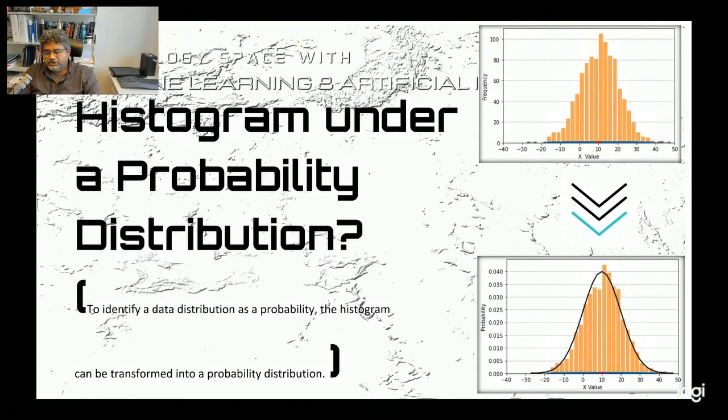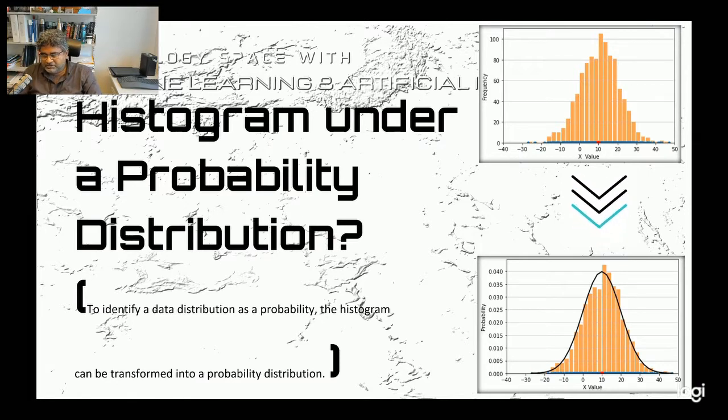At some point we may be interested in transforming these histograms into a probability distribution. In the top plot you can see the histogram that we developed for that selected data set. In the bottom plot, you can see the probability distribution for the same histogram. The main difference between these two figures is the y-axis. One consists of the frequency, and then it is transformed into the probability in the bottom plot.